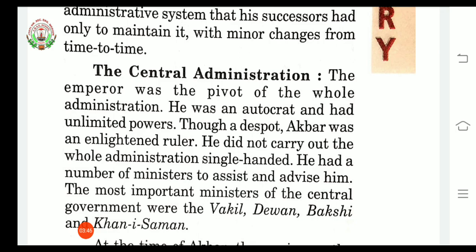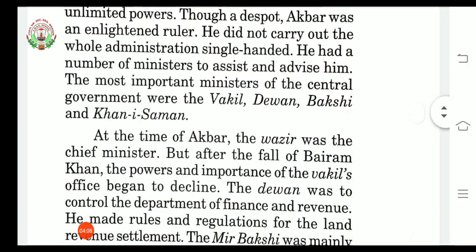Akbar did not have a single-handed administration. He appointed a number of ministers to assist him. Assist means to help him and advise him. The most important ministers of the central government were the Vakil, Diwan, Bakshi and Khan-e-Saman. Now we will understand all these ministers.